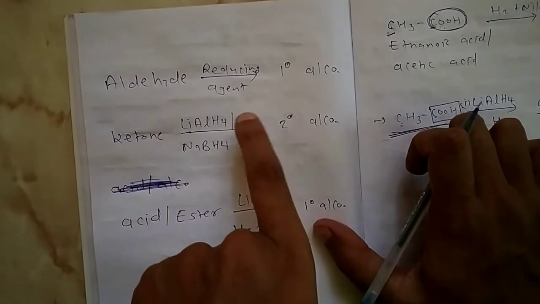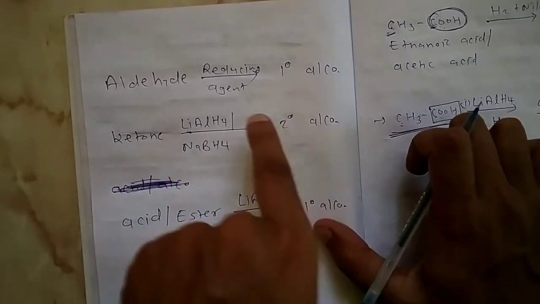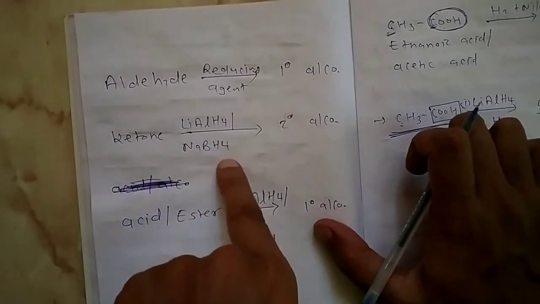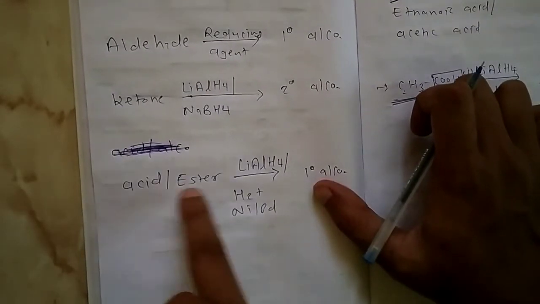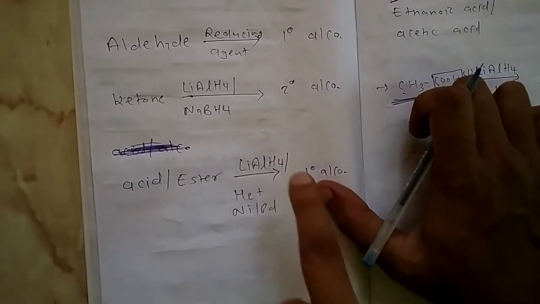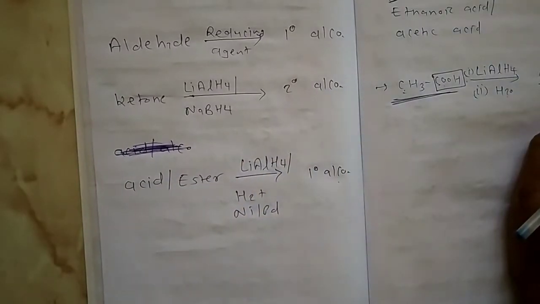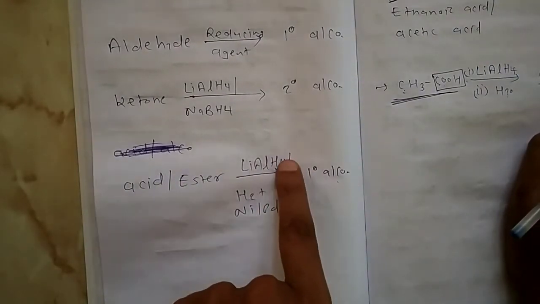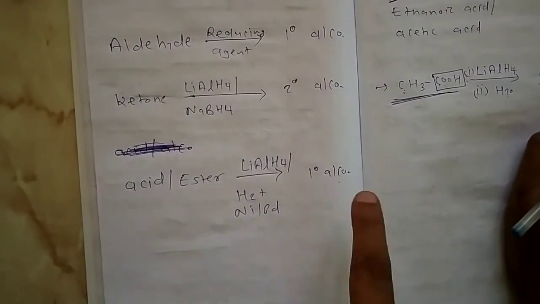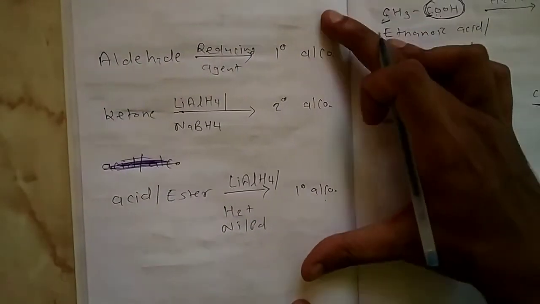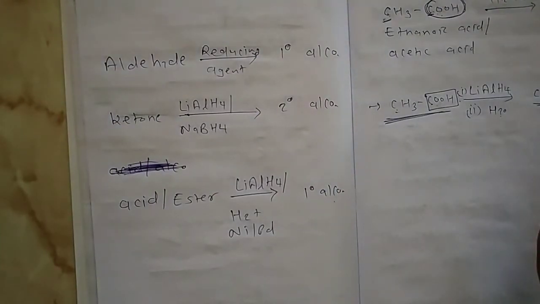Ketone, when it reacts with lithium aluminum hydride or sodium borohydride, can give 2 degree alcohol. Acid or ester, when it reacts with lithium aluminum hydride or hydrogen in presence of nickel or palladium, will give you 1 degree alcohol. These 3 points you have to remember, and how to write the reaction, the IUPAC name, and all those points you have to remember.